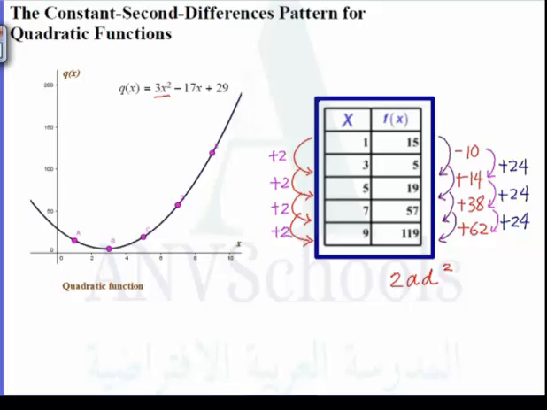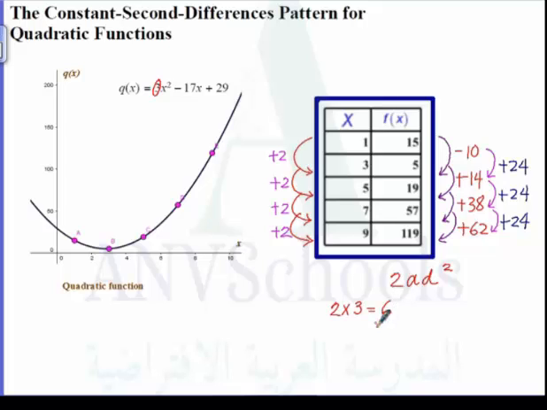So what does that mean? We have twice the coefficient of the quadratic function. Our quadratic term there is 3x squared. So what is our coefficient here? Our coefficient for the quadratic term is 3. So that gives us 2 times 3, which is equal to 6.